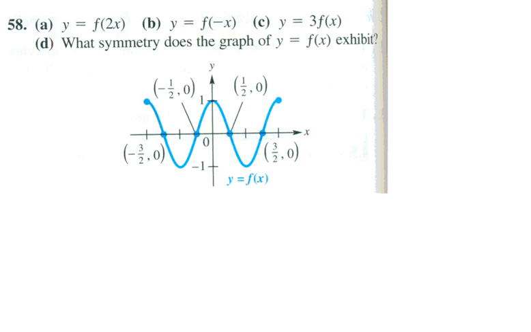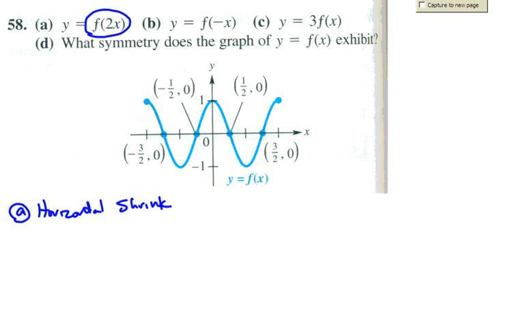All right, the next problem we're going to do is number 58, and we have this graph right here. Our first question asks us about f of 2x. So when we do f of 2x, we are going to horizontally shrink. To get a good picture of this, I'm going to do something I know you guys can't quite do on your notebook paper, but I think it'll help this make a little more sense as to what's happening.